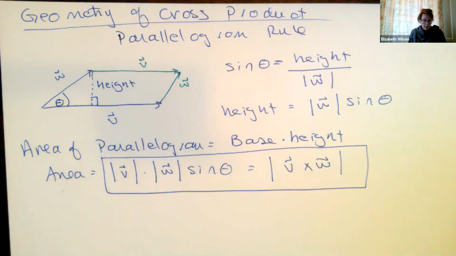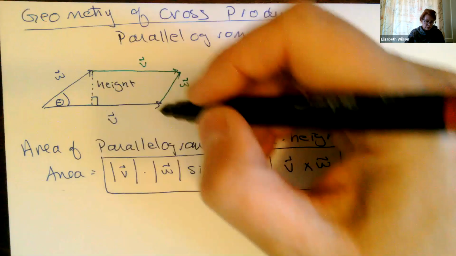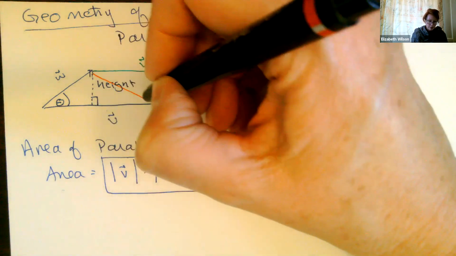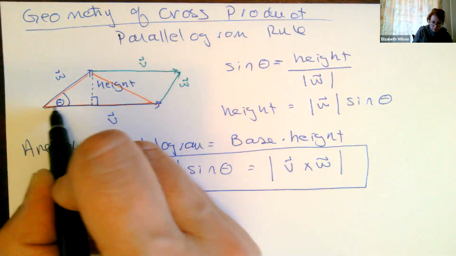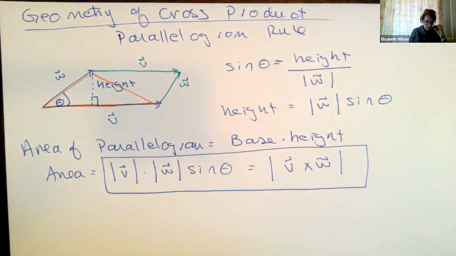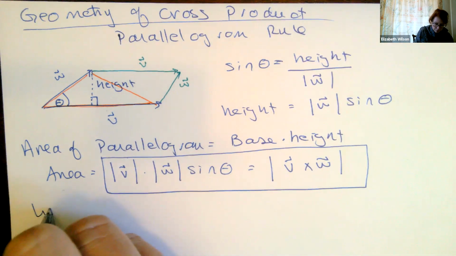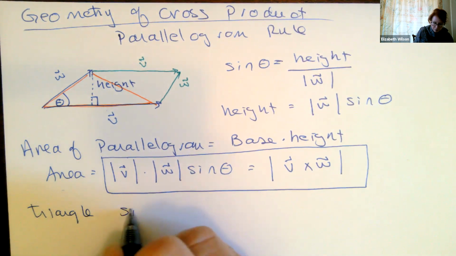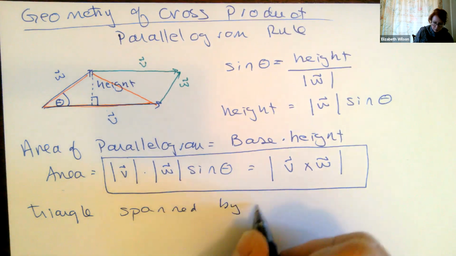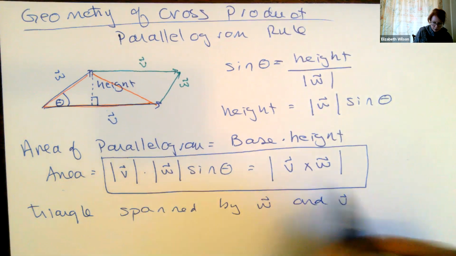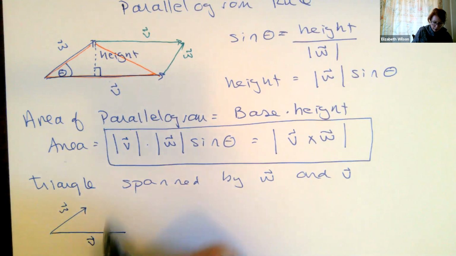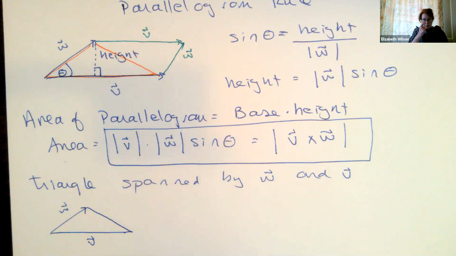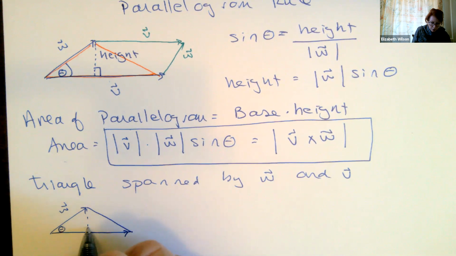Now, you can imagine, let's draw this. I've got a triangle. We call this the triangle spanned by W and V. So I've got this W, here's my V, and then I can make a triangle. So this is my triangle that's spanned by these two vectors here. And so we had theta, and then here was our height.